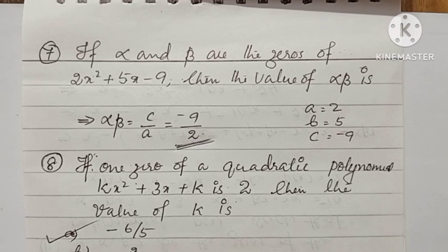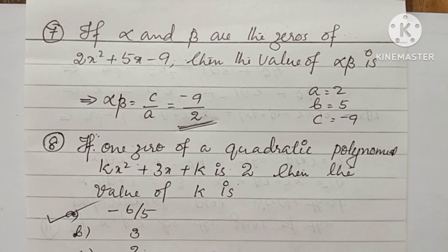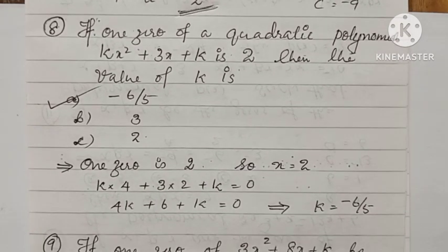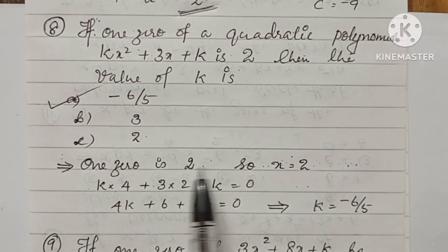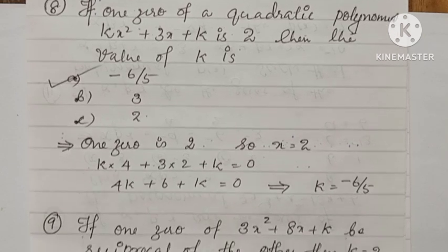Next one, question number 8. If one zero of the quadratic polynomial kx squared plus 3x plus k is 2, then the value of k is. In this polynomial, the value of x is given. Therefore, we have to substitute x is equal to 2. By substituting the value of x is equal to 2, we will get the value of k is equal to minus 6 by 5.